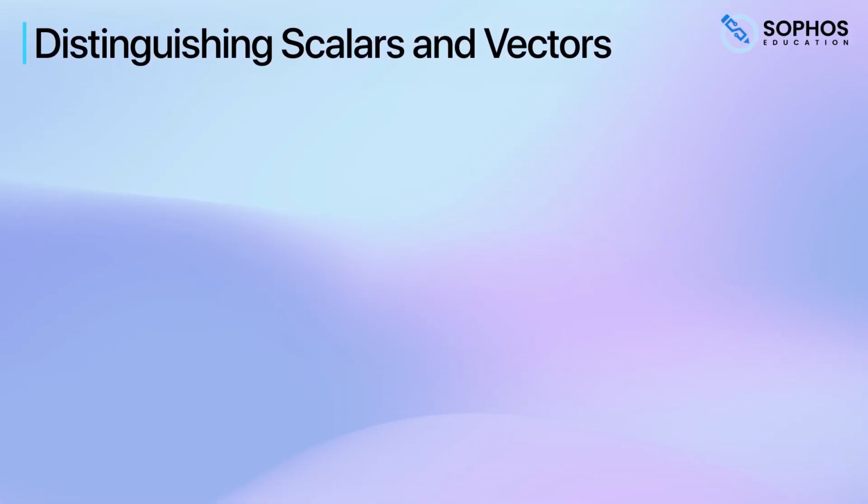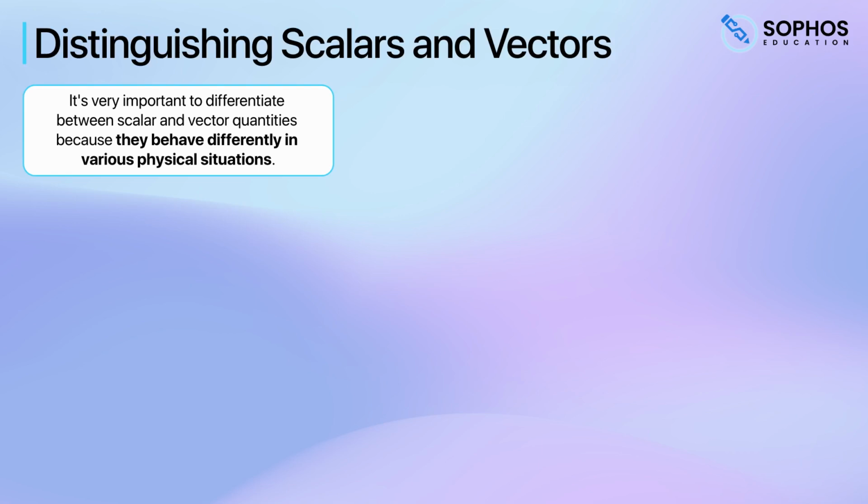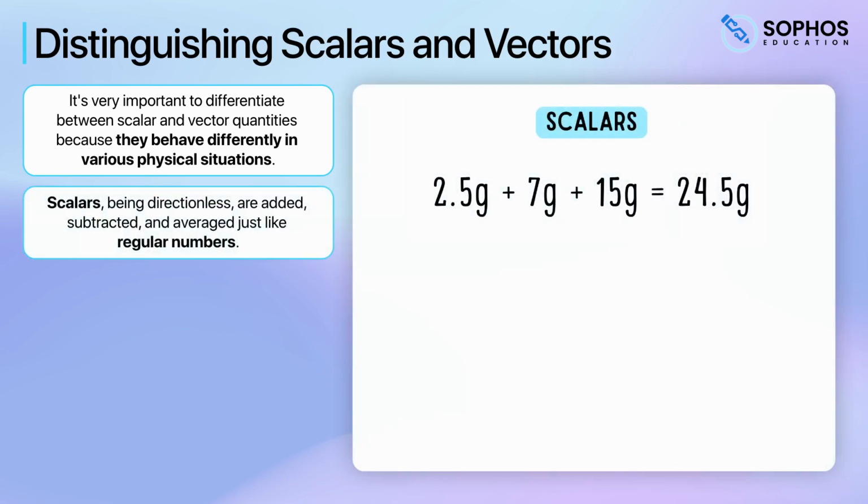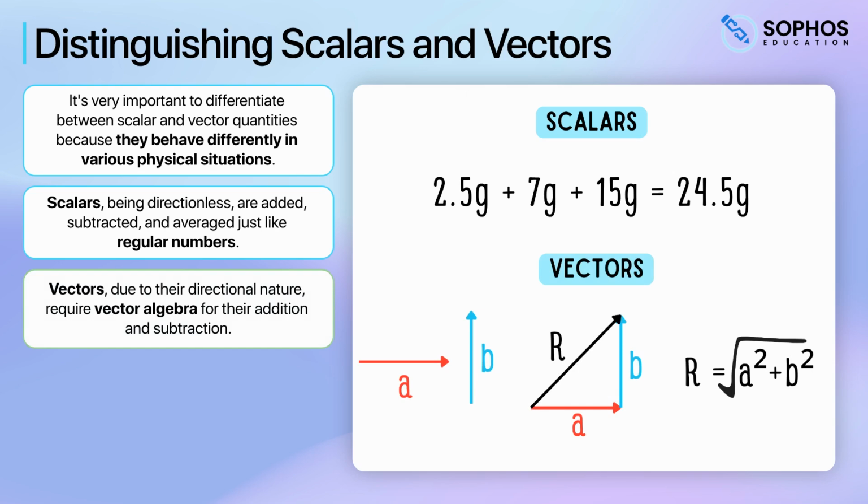Finally, let's recap the distinction between scalars and vectors. It's very important to differentiate between scalar and vector quantities because they behave differently in various physical situations. Scalars, being directionless, are added, subtracted, and averaged just like regular numbers. However, vectors, due to their directional nature, require vector algebra for their addition and subtraction. This means you have to consider both magnitudes and directions while performing calculations.